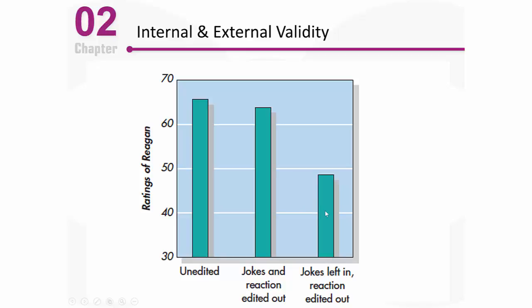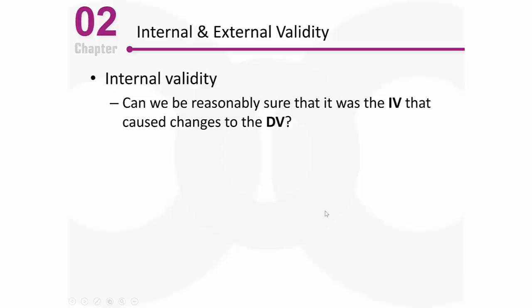It's only in this situation, where the reaction of the audience was not included, that they didn't see Reagan as favorably. So we can be reasonably sure that's why they rated Reagan more negatively. In other words, that study has strong internal validity. Now, if that study did not have strong internal validity, we would say that our results are confounded.